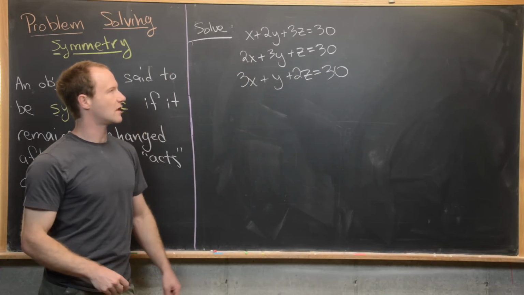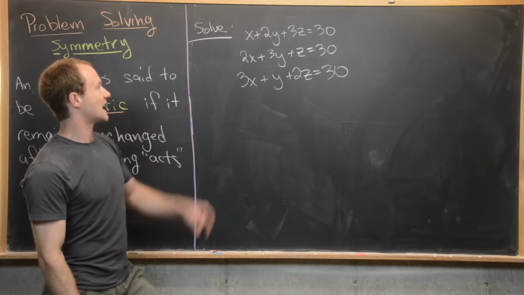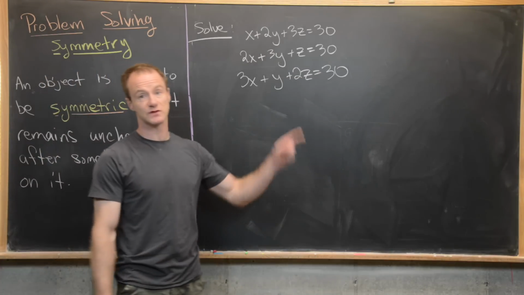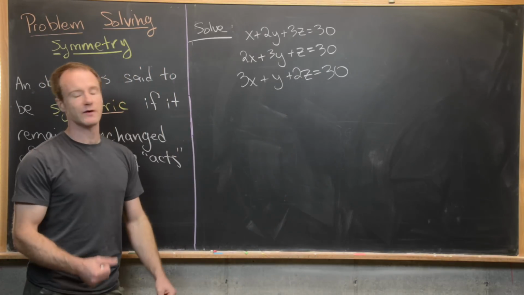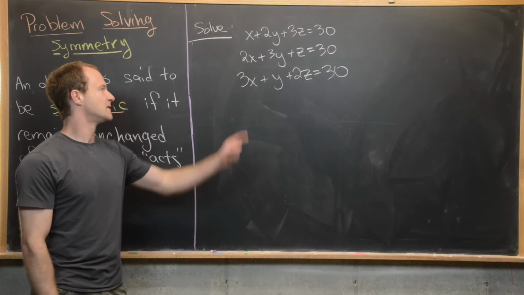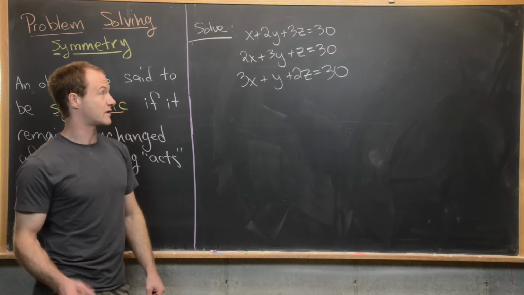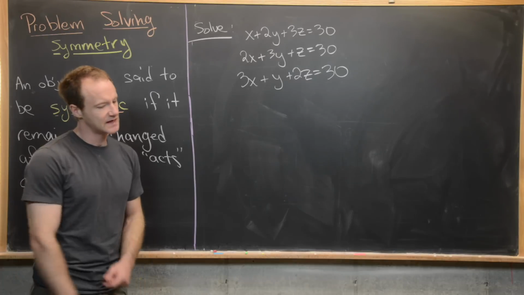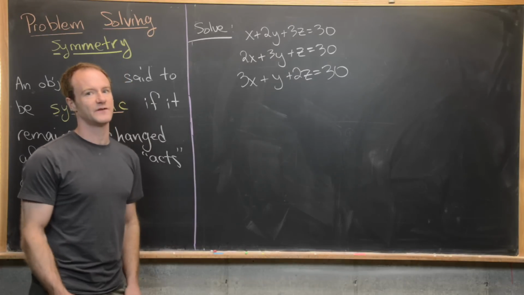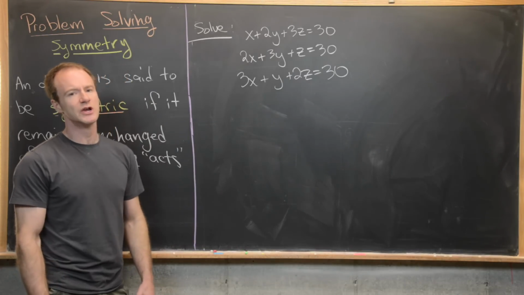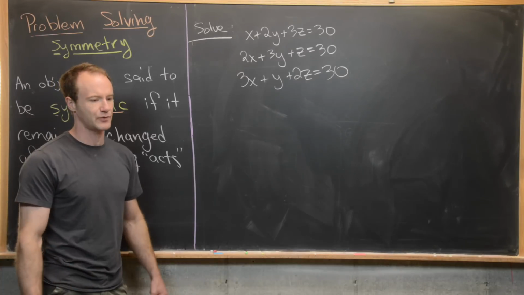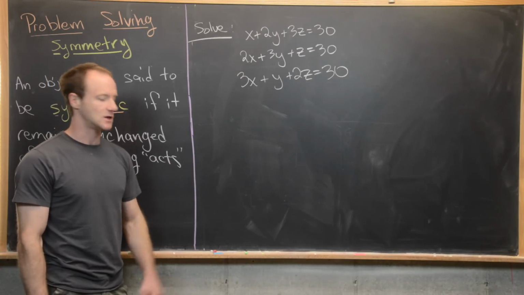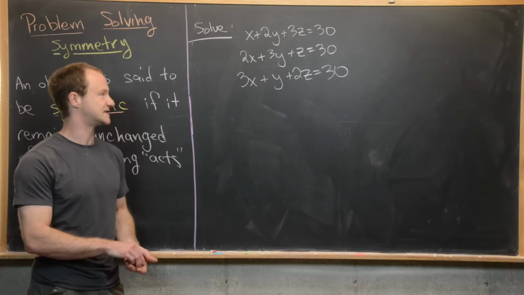We're going to solve the following system of equations. So we've got x plus 2y plus 3z equals 30, 2x plus 3y plus z equals 30, and 3x plus y plus 2z equals 30. And so just like essentially all of the other ones that we've done in this video, you could do this in a straightforward computational way, but it's going to take a lot longer than if we exploit symmetry.